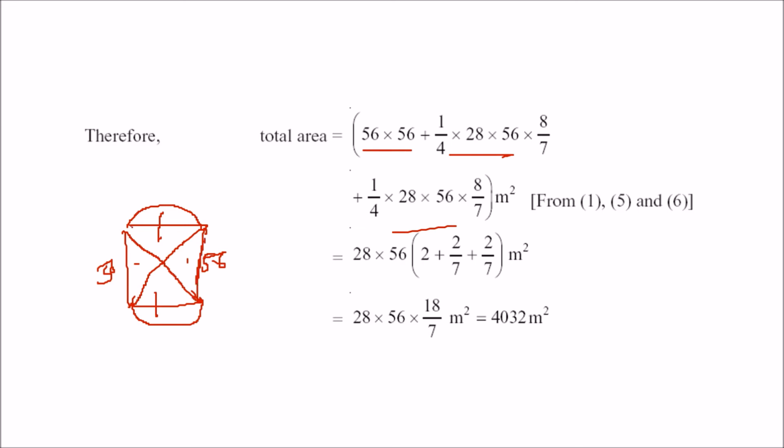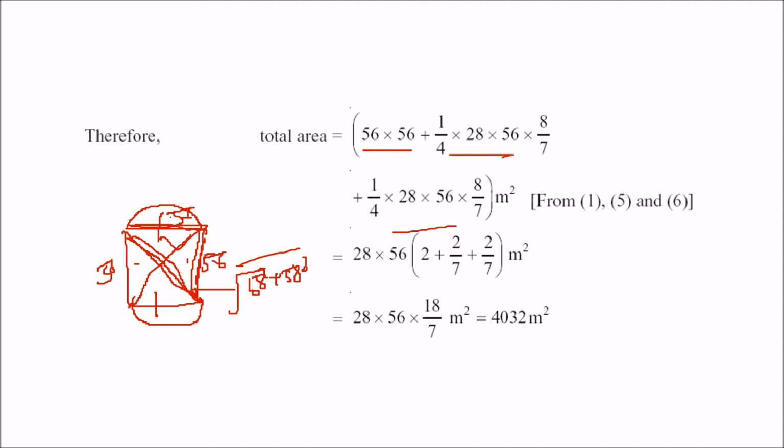This is 56, this is 56. The diagonal you can also find out: under root 56 square plus 56 square. This side becomes under root 56 square plus 56 square. If this is found, half into base into altitude, again half into 56 into 56, this area can be found out. So there are various methods.